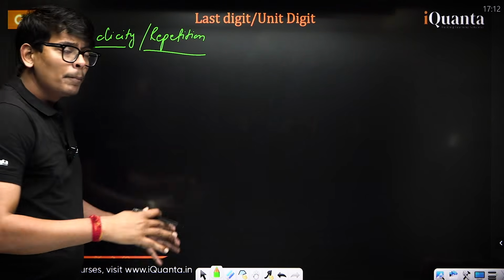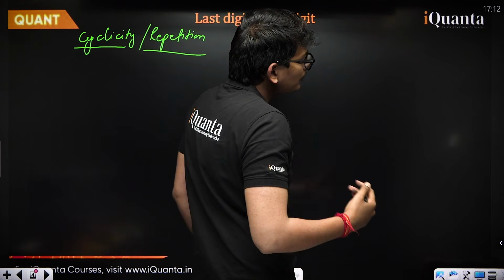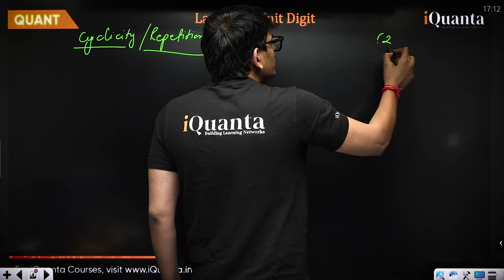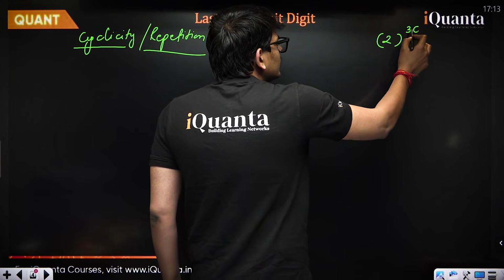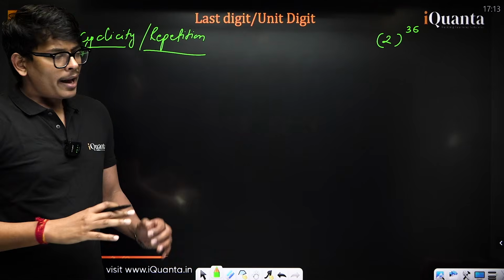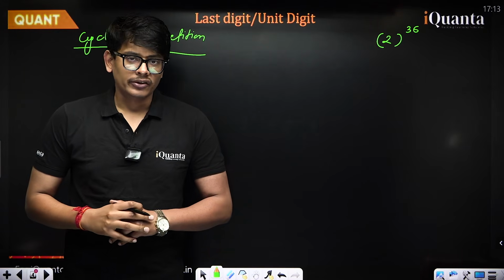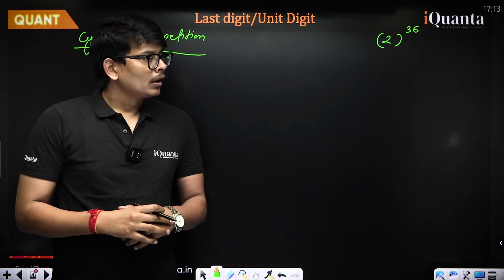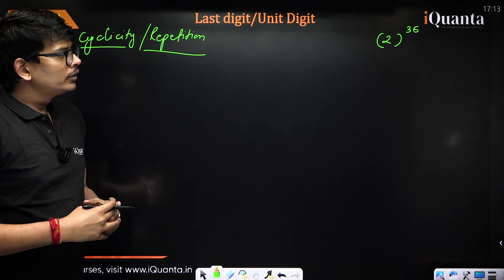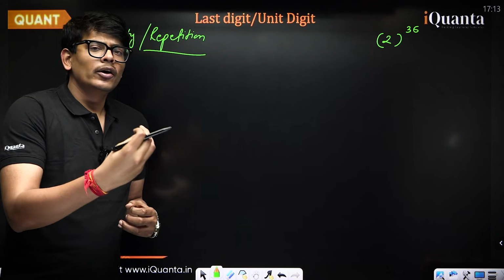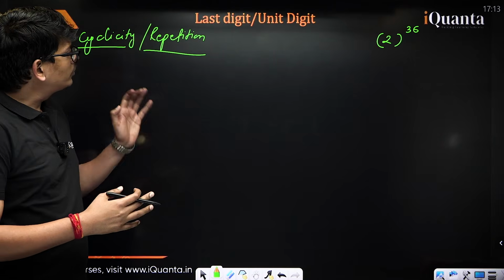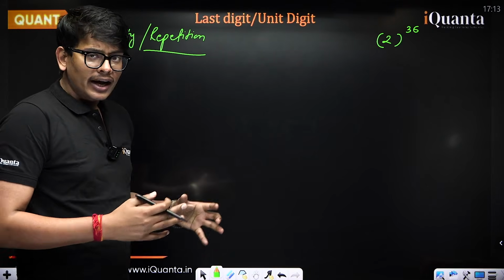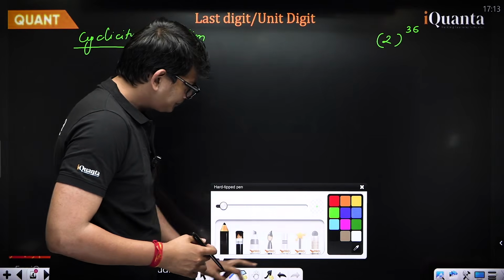To solve power-based problems, suppose someone asks you what will be the unit digit of 2 raised to the power 36. I'm not going to manually solve this expression, right? And even if I try to solve, that won't be possible. So how can we find out? For that we will try to find out the pattern. We will try to find out some repetition, or we call it cyclicity. So for that, let's try to find out the pattern.